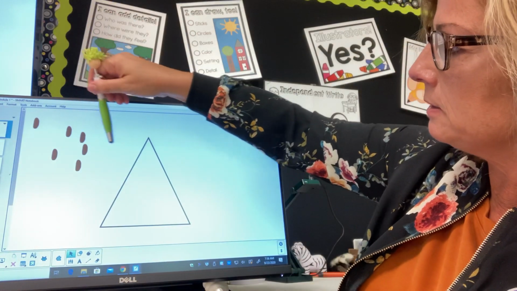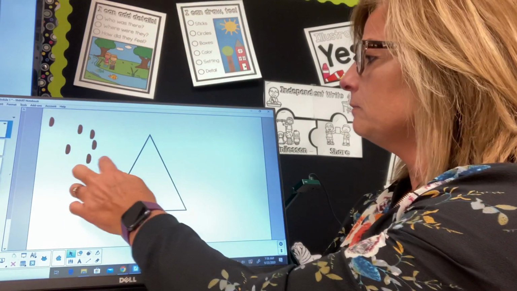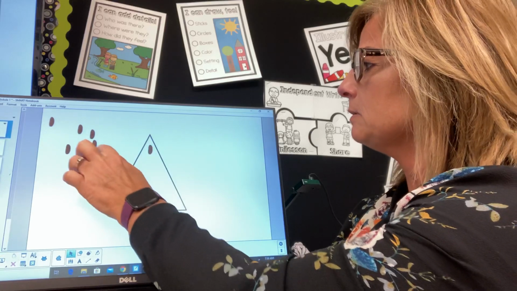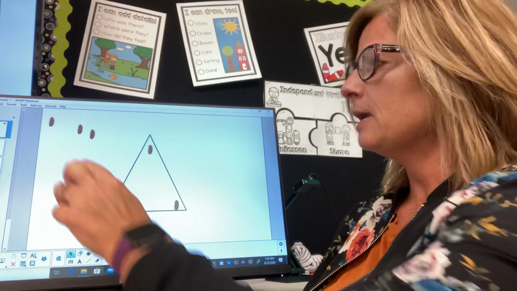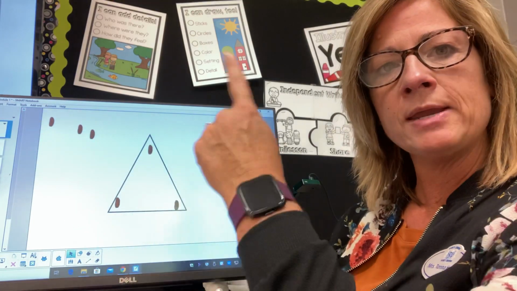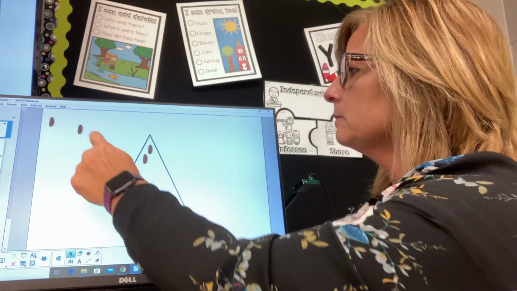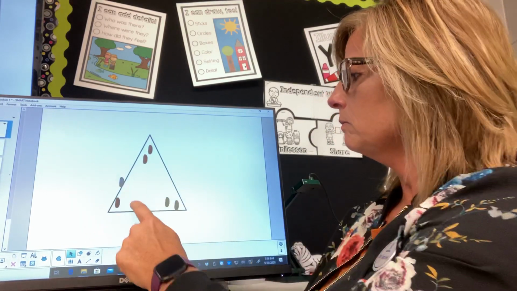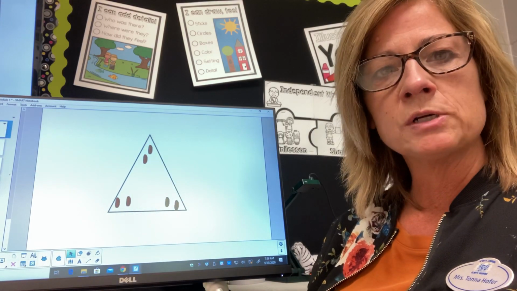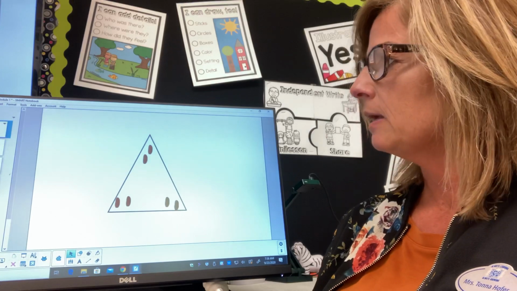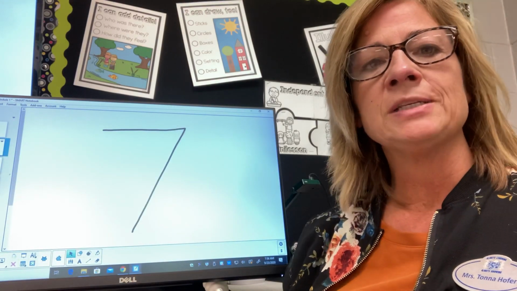If I put a bean over here, 2, 3, and then I have 3 left, so I have enough beans to go around one more time. 1, 2, 3. I started with 6 beans, and I was able to put 2 beans in each corner of my triangle. All right, but today we are going to focus on the number 7.